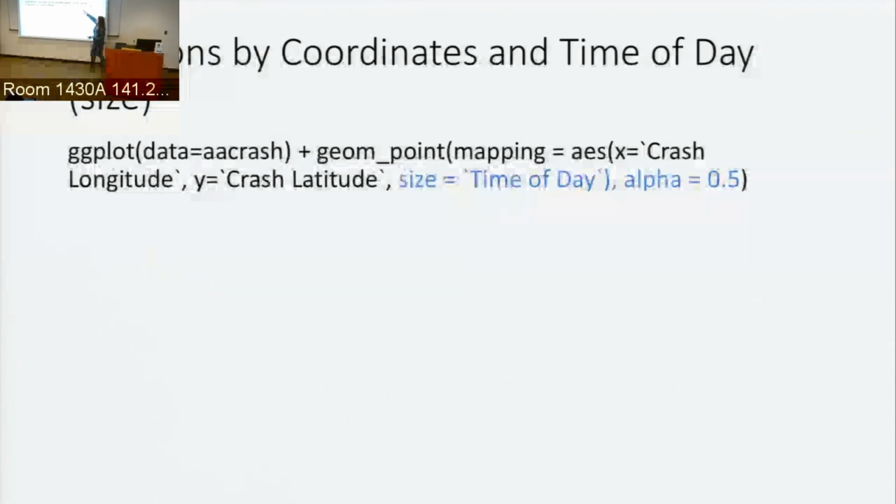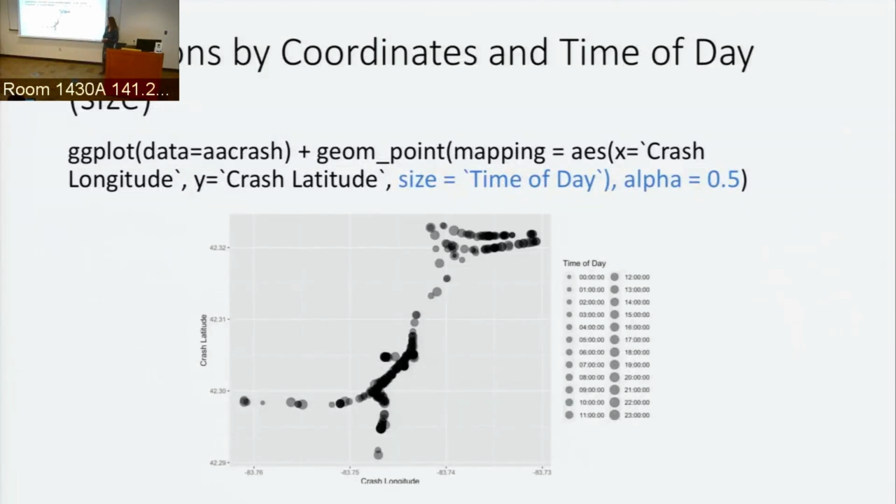We're also going to manipulate the alpha transparency. In this case, alpha is going to be outside of the AES parentheses because we want all of the dots to have the same transparency. So size is within the AES because we're varying it with the time of day variable. Alpha is outside because across all of the dots, we want them to have the same transparency. So if you do that, you'll get a plot, but it is going to give you a warning probably saying don't use the size parameter with variables that are discrete.